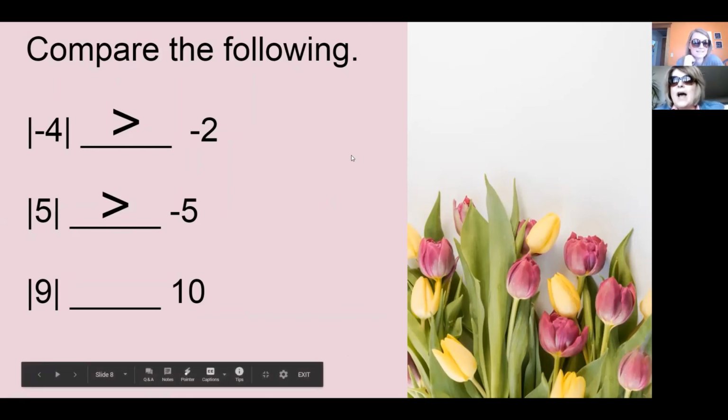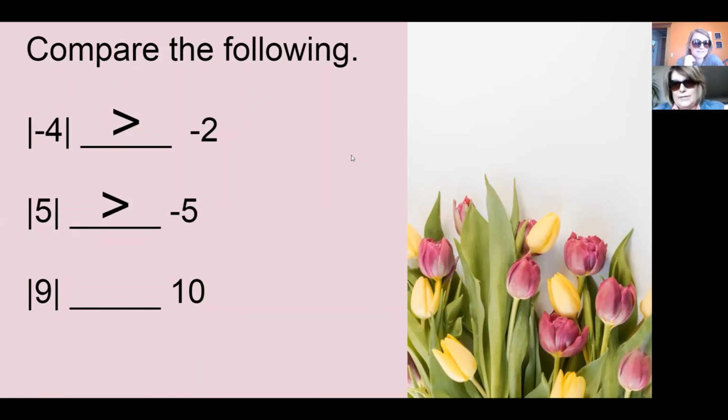Okay, last one. We have the absolute value of 9. How far is 9 away from 0 on the number line? 9. And I'm comparing 9 to 10. Which one's bigger? And we're going to say the 10 is bigger because the 10 is farther right on the number line. Mrs. Zimmerman, anything you want to add? I got nothing. This makes a lot of sense.